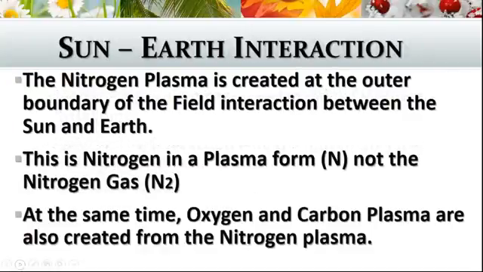So the nitrogen plasma is created at this outer boundary because of the field interactions. And as I said before, it's in a plasma state and it's not in the nitrogen gas state. And at the same time, the oxygen and carbon plasmas are also created from the nitrogen plasma.